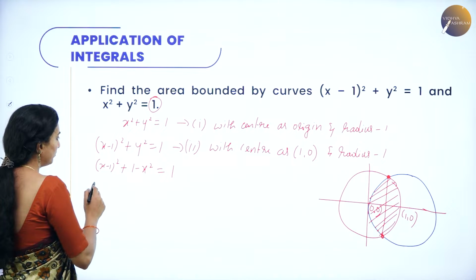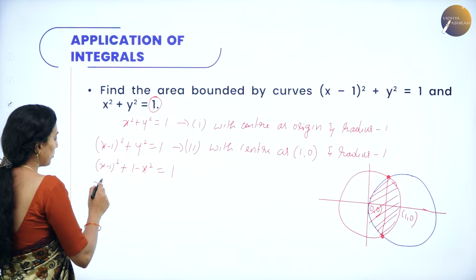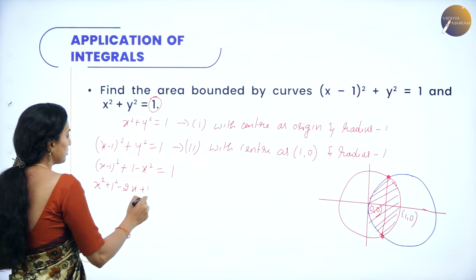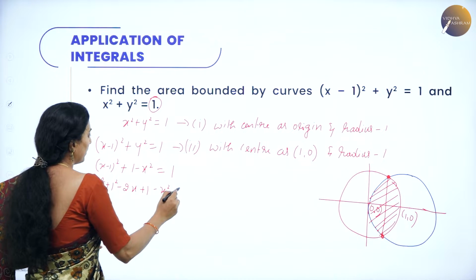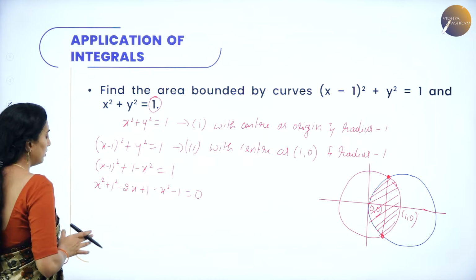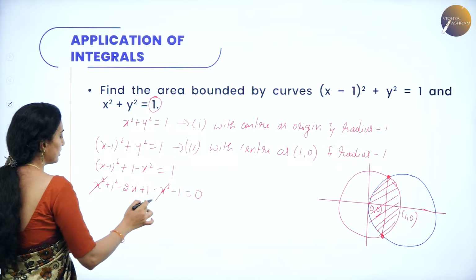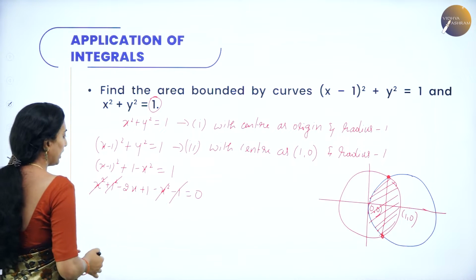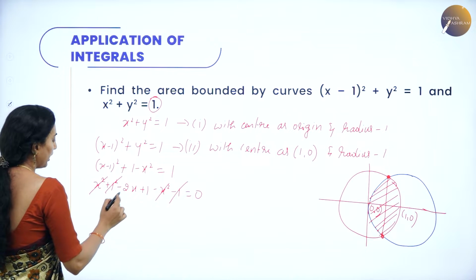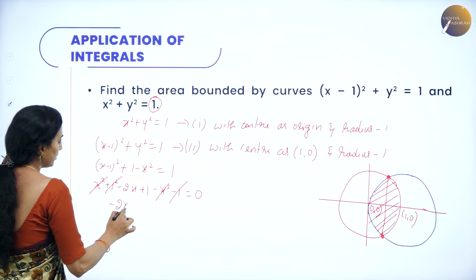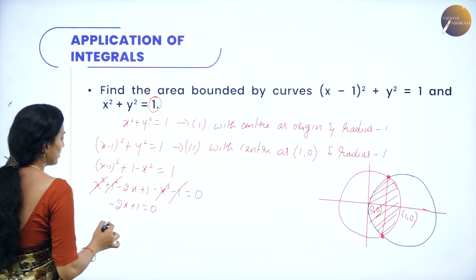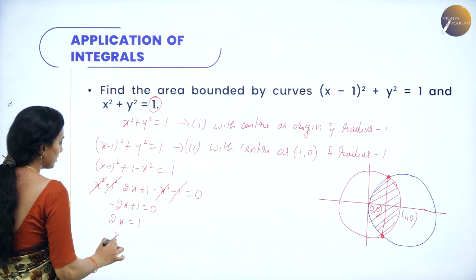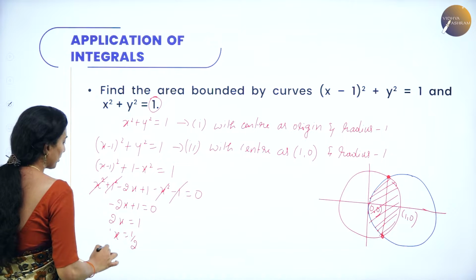So which will become x squared plus 1 squared minus 2x plus 1 minus x squared minus 1 equal to 0. Now here negative and positive will get cancelled, and then 1 minus 1 will get cancelled. So remaining is minus 2x plus 1 equal to 0. Otherwise 2x is equal to 1, or x is equal to 1 by 2.